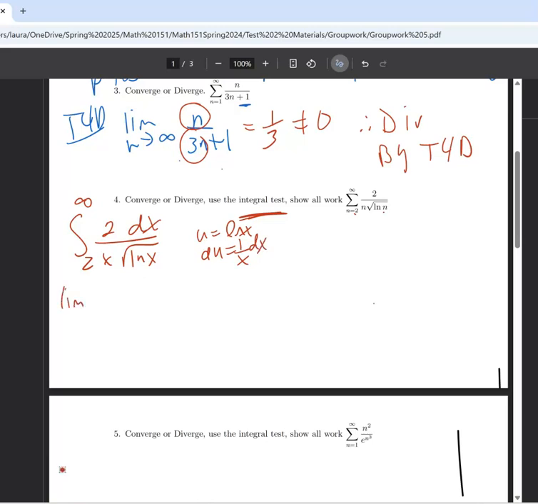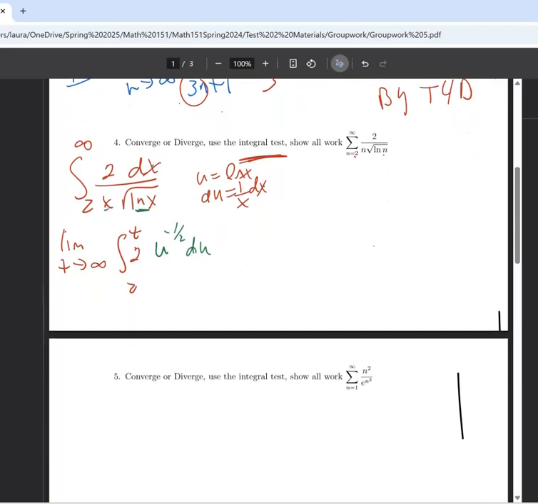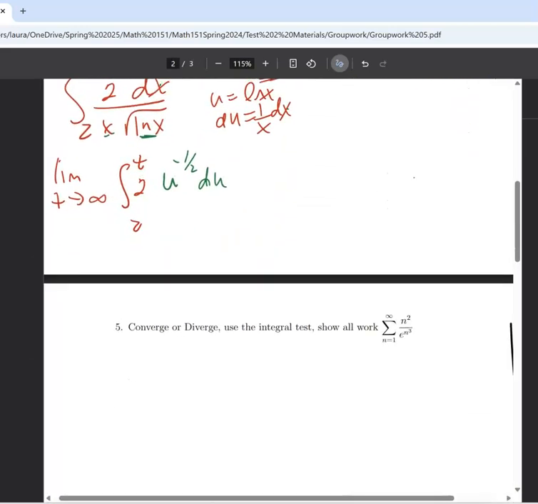So the next thing I need to do is rewrite this as t to infinity. So I have 2 to t, and I'll just carry that 2 along. And then you can see that that's the root ln of x, and the 1 over x dx gets taken care of. So I get a u to the negative 1/2. So you have to be careful. Remember to put the x's back in before you take the limit.